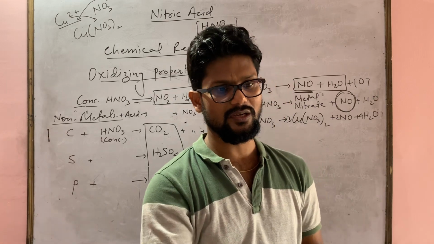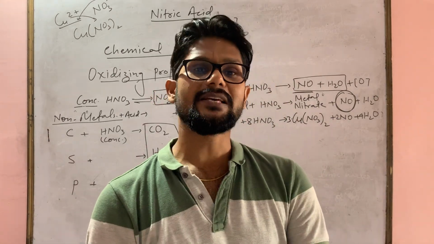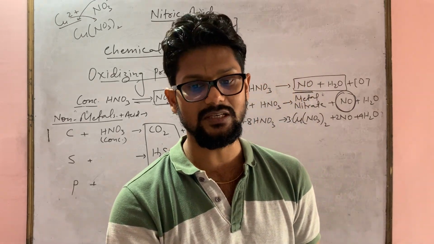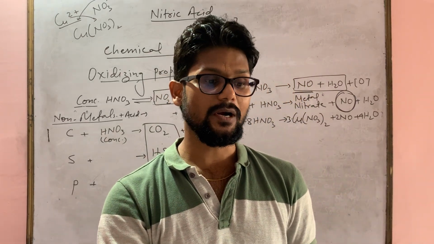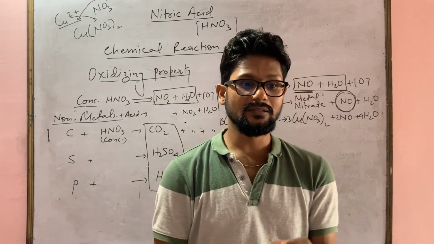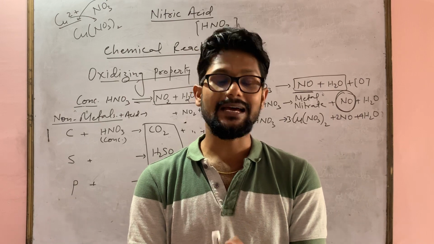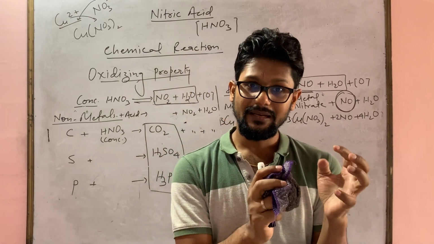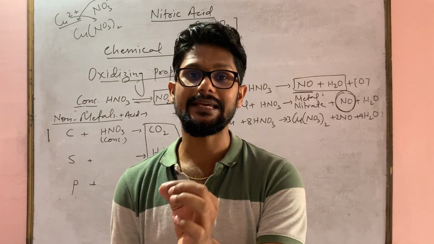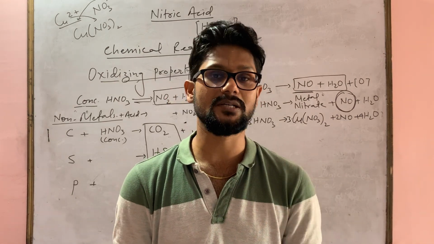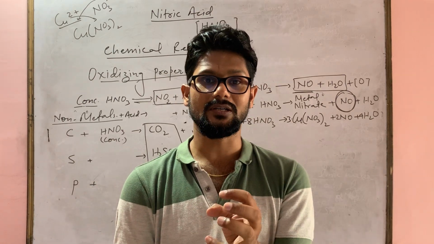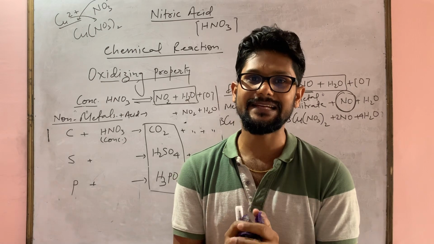One point is given in the book, that is passive iron. What is passive iron, or what is passivity? So we'll try to understand what is passivity. Metals like iron, aluminium, cobalt, and nickel, when they are treated with pure concentrated nitric acid, they become inert. You can use the word passive. Inert or passive means they are unreactive.